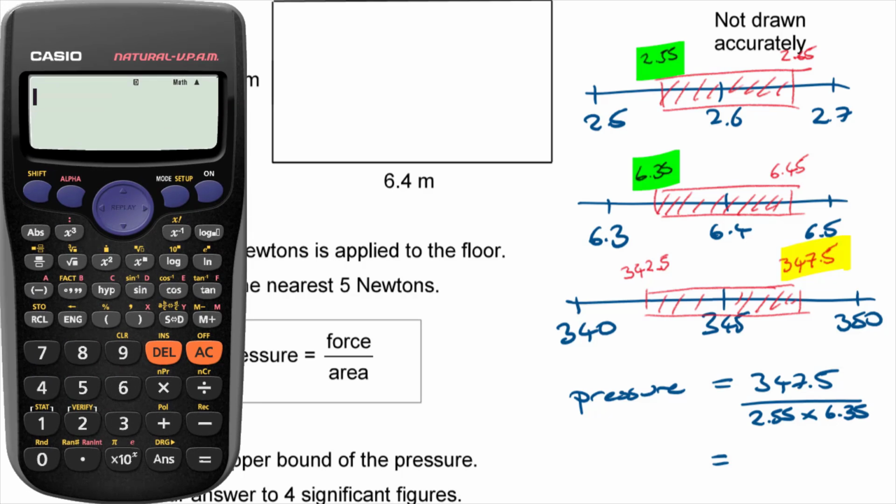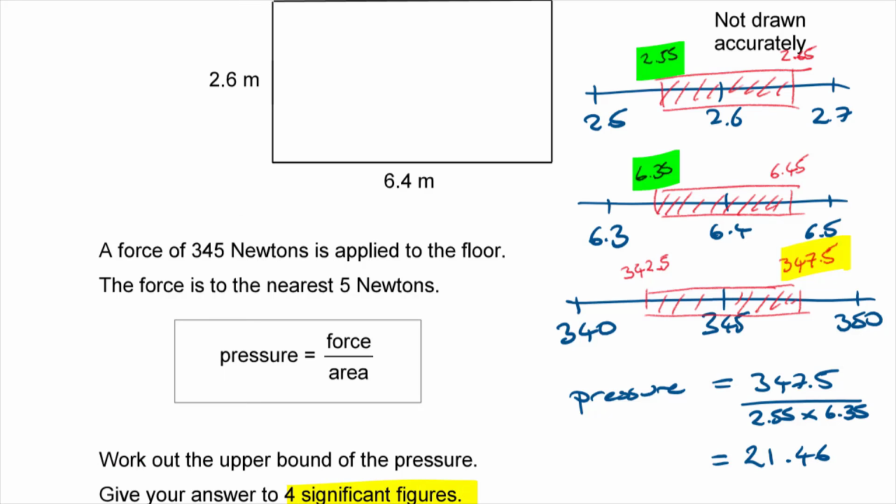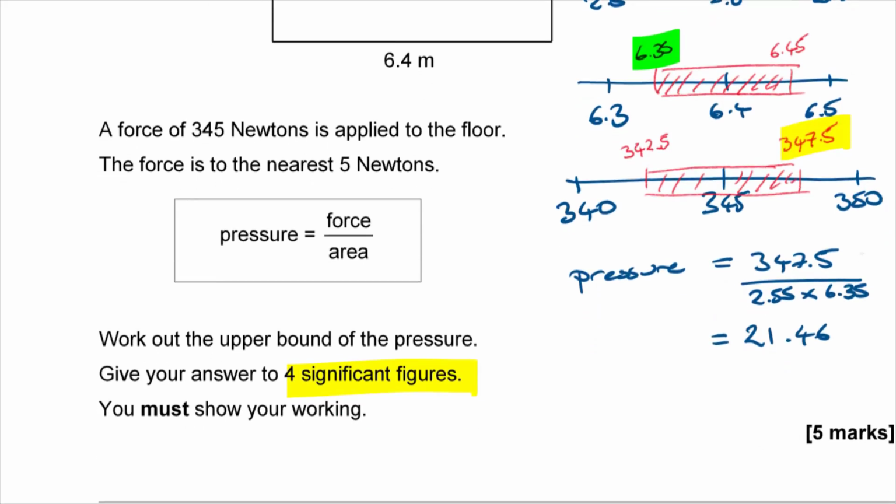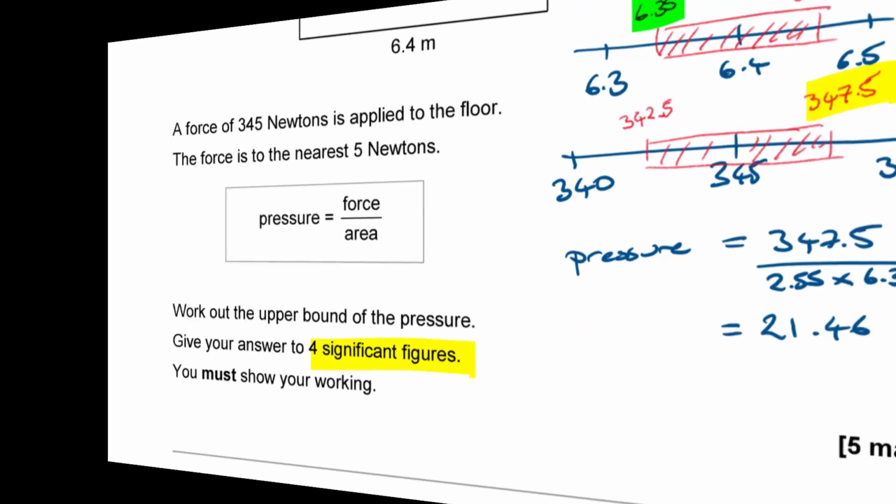It might be worth doing that anyway if you've got a bit of spare time towards the end of the exam. It's a good way of checking your answer. So 347.5 divided by 2.55 divided by 6.35 comes out to be 21.46, to four significant figures. Interesting that they asked for four significant figures there, it's quite unusual. Okay, so that's my answer, 21.46.